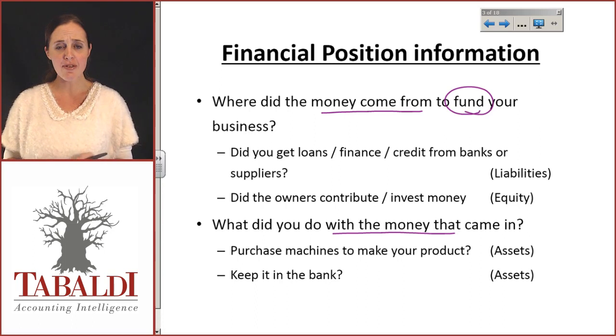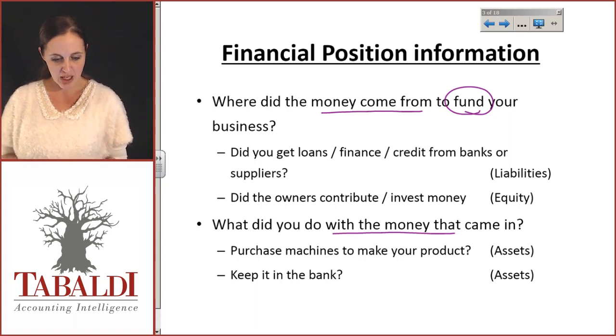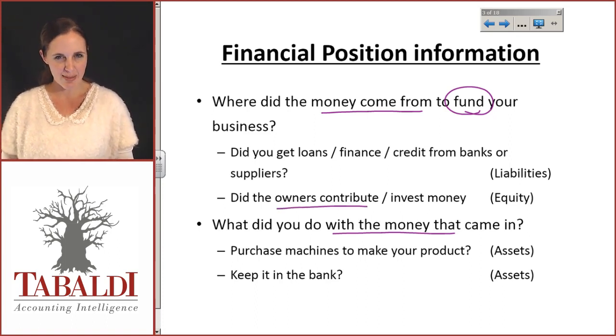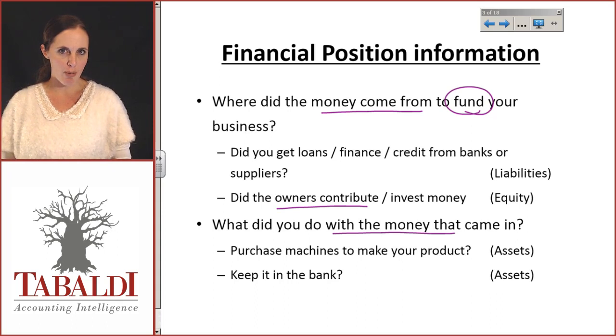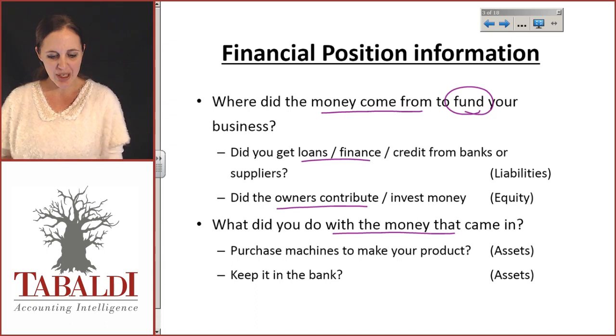If you take a look at that infographic, you bought material, you bought raw material to produce your product. Where did the money come from? Did you put it in yourself? Did you contribute, or did you invest the money yourself? Or did you get a loan from the bank? Did you go to the bank and say, I've got a fantastic business idea, give me 100,000 Rand, I'm going to go buy material, I'm going to go buy machinery, I'm going to go pay wages, and I want to run this business. So where did you get the money from?